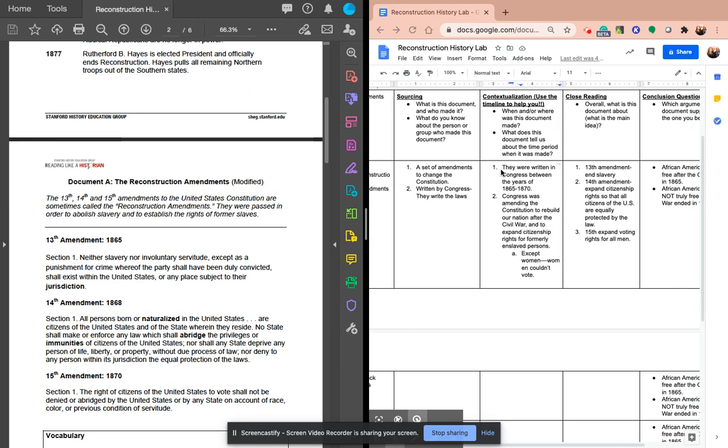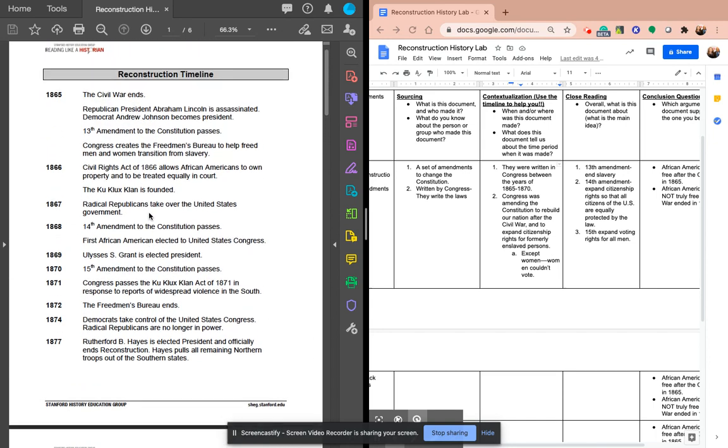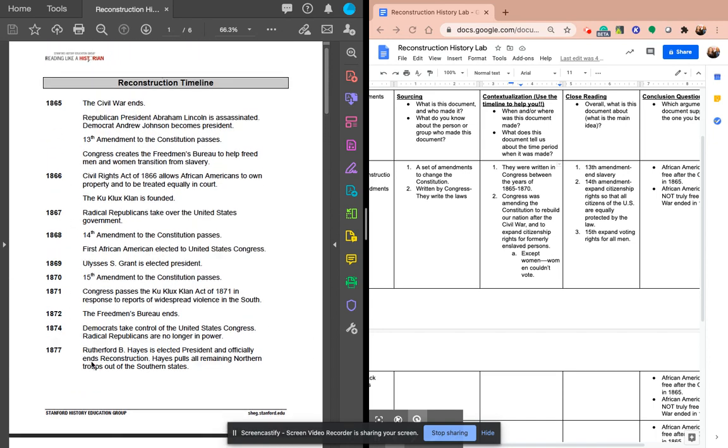The second thing that you're going to do with each document is, okay, what is contextualizing our document? So you have to answer these two questions. When and where was this document made? What does this document tell us about the time period when it was made? So how I accomplish these tasks is I look at the dates of the document, then I go up here to my timeline, and I find when those documents were being created and what was happening during that time.